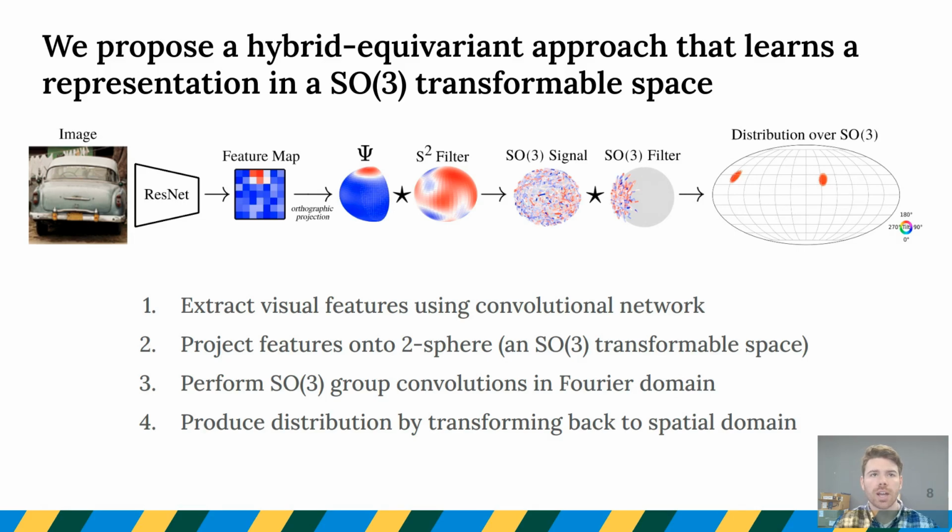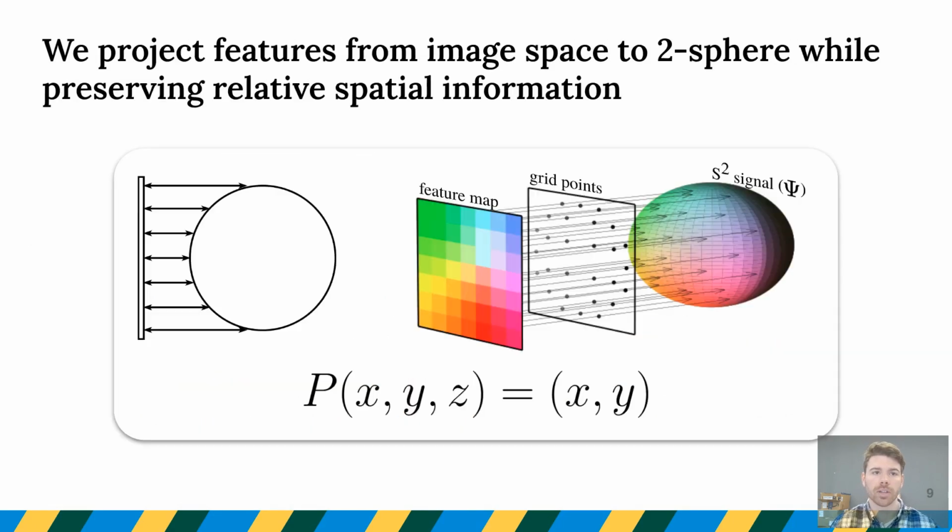Our work presents a hybrid equivariant approach that learns a representation in an SO3 transformable space such that equivariant processing can be utilized. First, visual features are extracted using a conventional convolutional network. The image features are projected onto the sphere. Then we perform SO3 group convolutions in the Fourier domain. The output is transformed back to the spatial domain to produce a distribution over SO3.